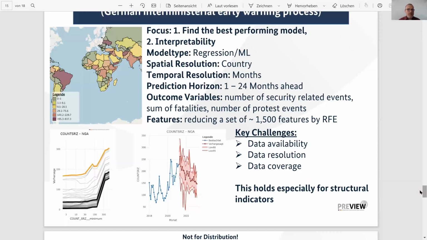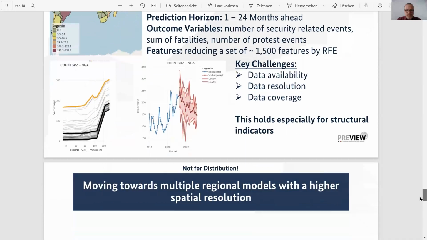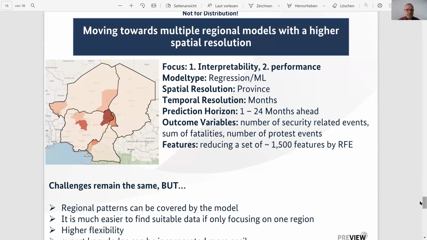And of course, we don't take a model accounting for 1,500 features. What we do here is a recursive feature elimination, and try to find the best features for the given time period we try to estimate. Most outcome variables have 20 to 50 features all in all. And as I already mentioned, most of the features are conflict driven. Yes, thank you. Next, please.